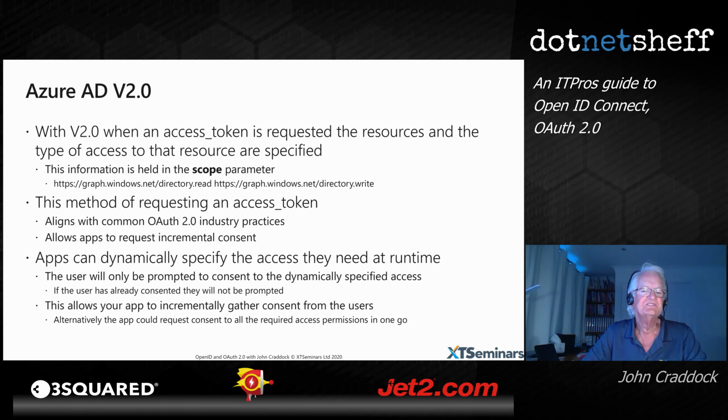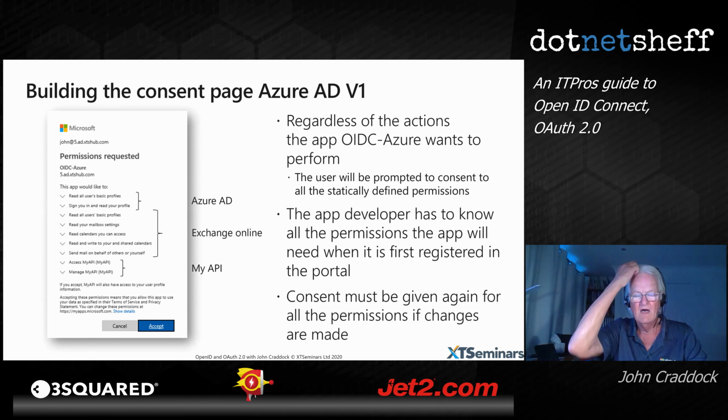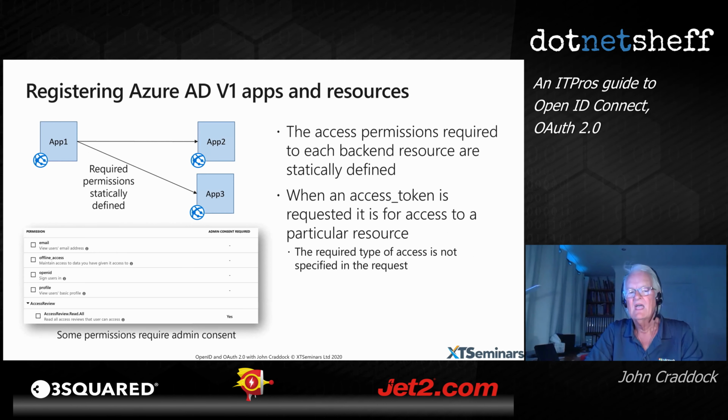Along came Azure V2, and with Azure V2 they changed the model. So if we go back here, let's go back 2 slides actually. With this model, app 1 says, please can I have an access token to app 2? And the system says, yeah, okay, you can have an access token to app 2, and these are the permissions you'll get, right? Because they've been statically defined.